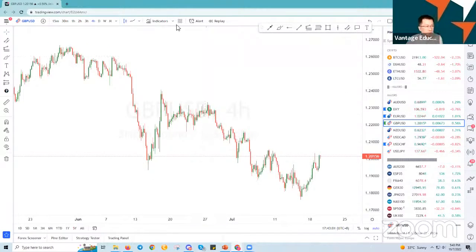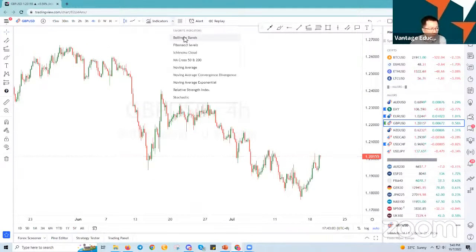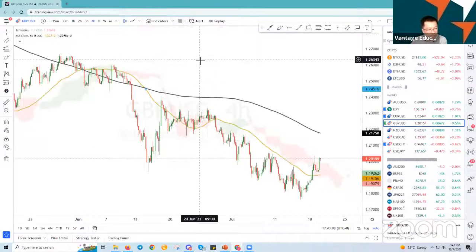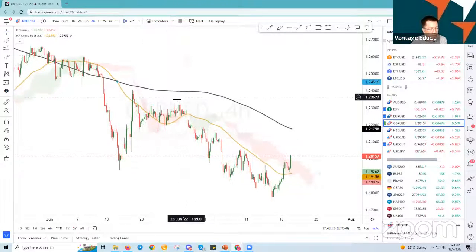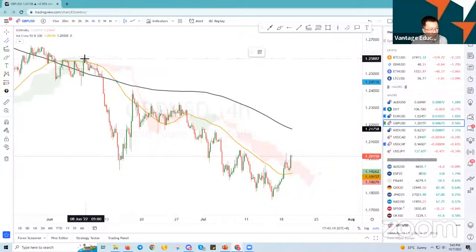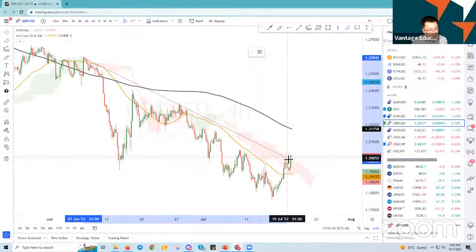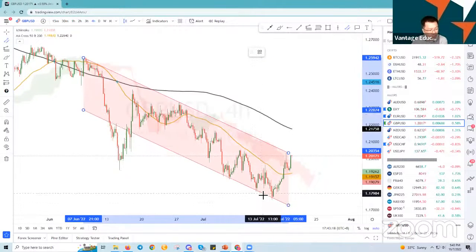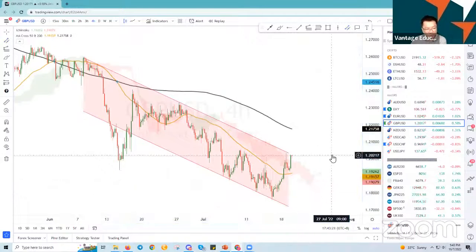Okay, so in this case, let's do it all over again. I messed it up a little bit. We have the Ichimoku Cloud and that 50 to 200 MA, and then the channel that we had from back there. All right, so that's one way to look at the trend towards the downside. Any questions so far? Anything else you want me to look at?